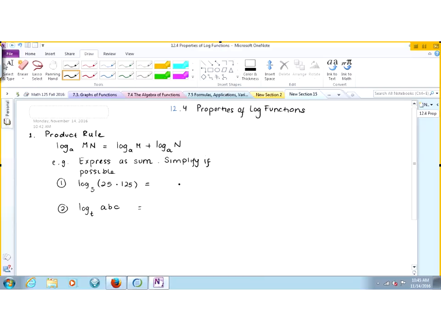So on the first one, we're going to write it as what? If I have a product, then I have to rewrite it as a sum of logs. So in this case, what will this be? Log base 5 of 25 plus log base 5 of 125. Okay. So do we know what log base 5 of 25 is?